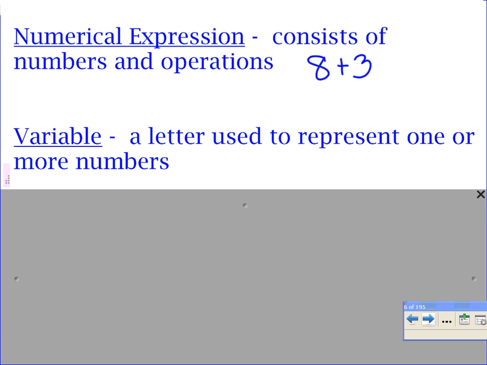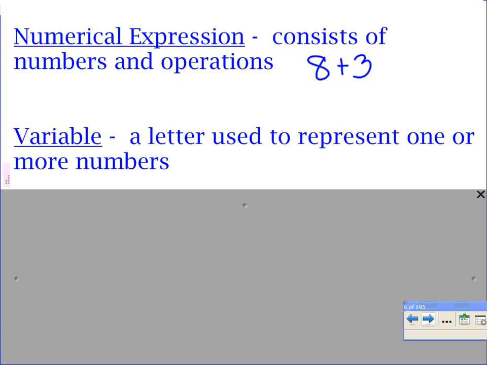Okay, so numerical expression is the first definition. Jot something down. You can shorten what I said. You can shorten what's on the smartboard. That's completely up to you. So numerical expression consists of numbers and operations. So we could have something like 8 plus 3. Anything like the warm-up. Those are all numerical expressions.